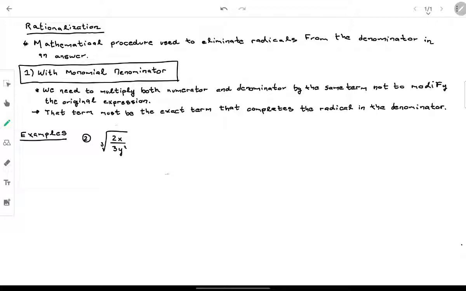So imagine in the next exercise, we have something like this. We have the cubic root of 2x divided by the cubic root of 3y squared. In this case, remember, the idea is to complete the denominator root. It's going to be a little bit different because we have a cubic root. So let's see how to complete it. Of course, we need to multiply by a cubic root also.